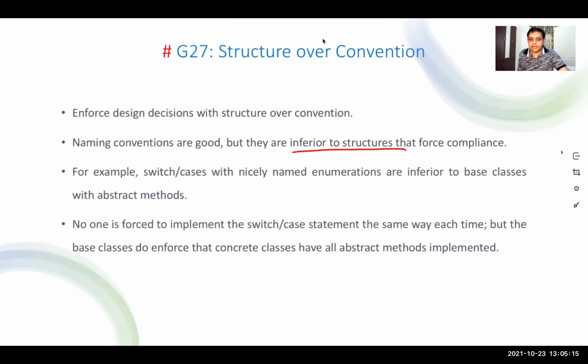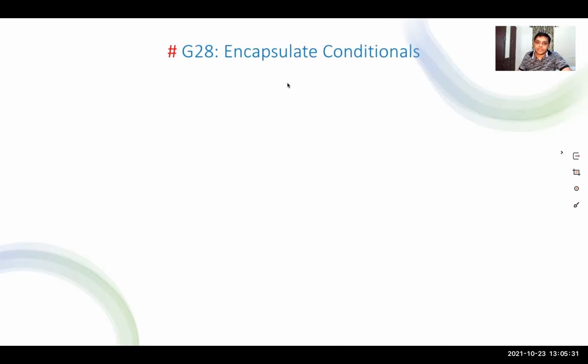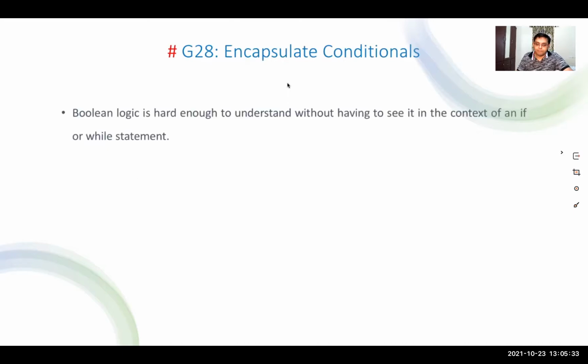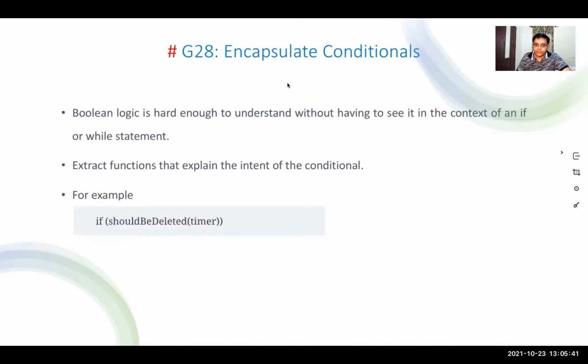What happens with switch cases is that if you use them, everybody may use different switch cases for different things. But if it is used in abstract classes, everybody has to use the same way, the same method only. Now encapsulate conditionals. Boolean logic, if-else conditions, all those things you have to encapsulate somewhere and put across.